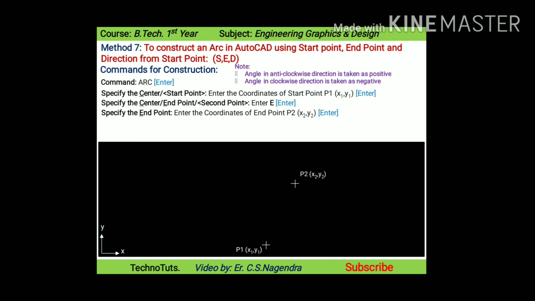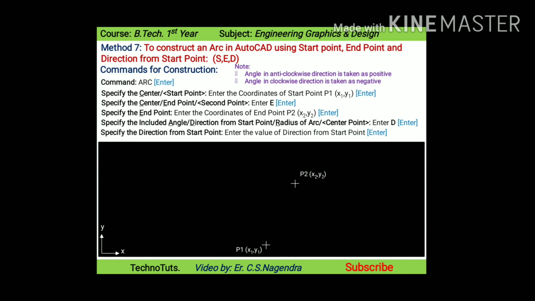Now the computer will ask you to specify the included angle, direction from start point, radius of arc or center point. You have to give the direction from start point, so type there D and press enter key. After that, the computer will again ask you to specify the direction from start point. Now you have to enter the value of the direction from start point, which should be in degrees. After entering the value, press enter key. You will see an arc get constructed between points P1 and P2 with direction of rotation of the given value.